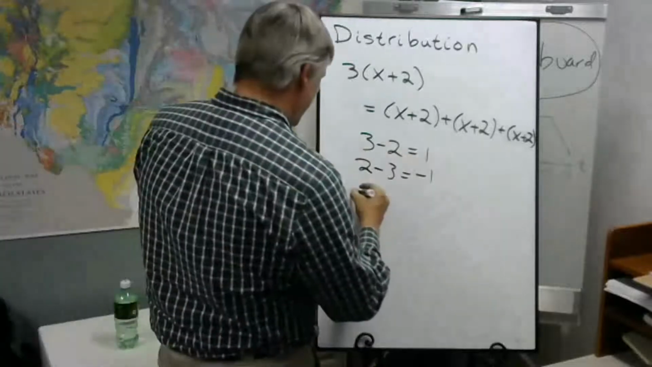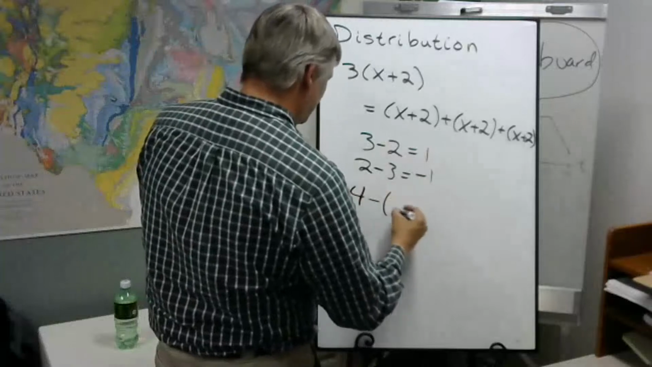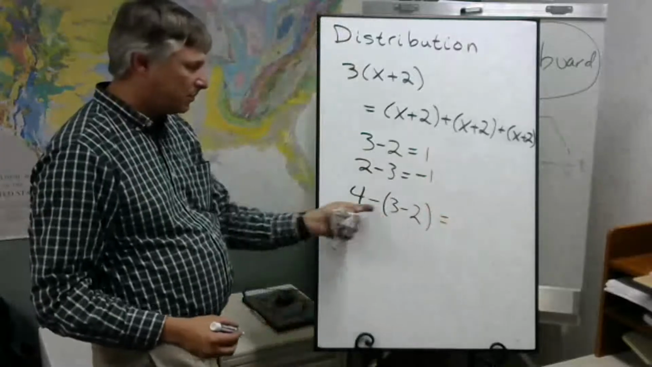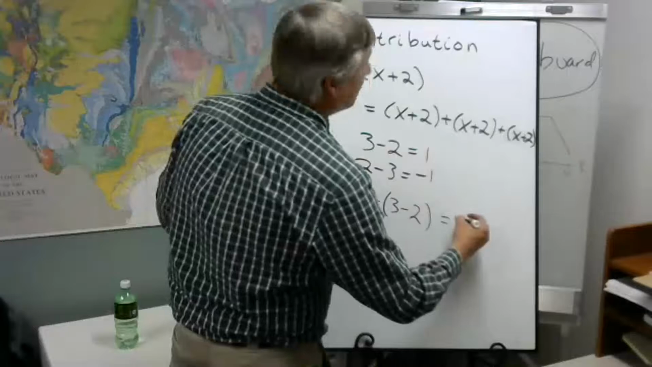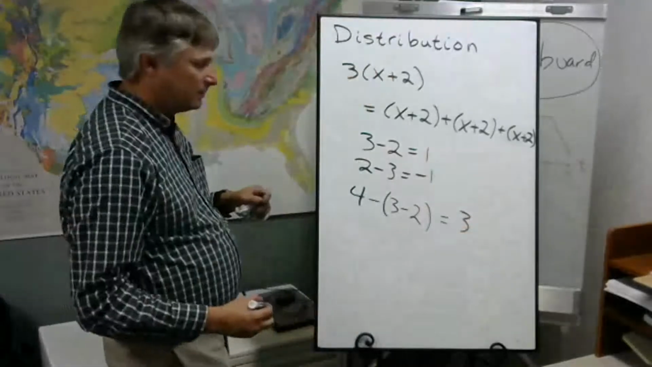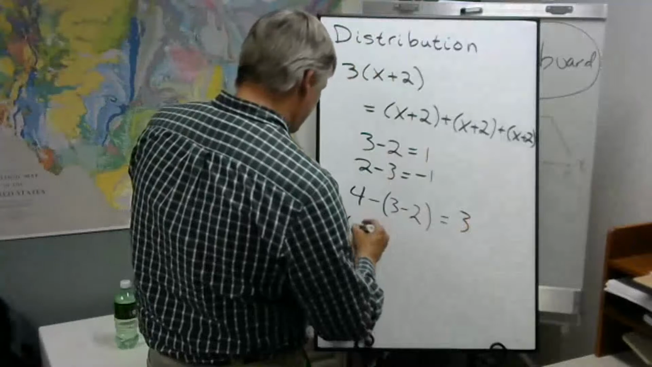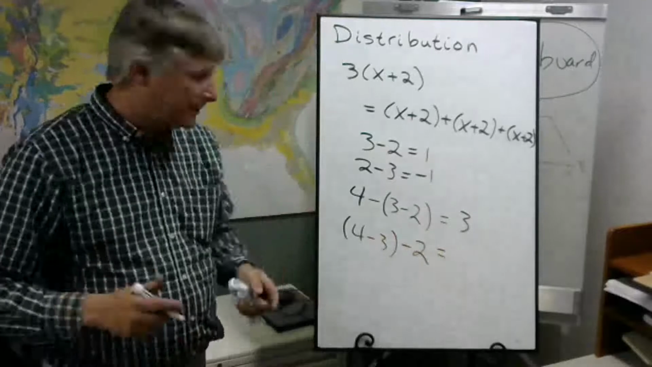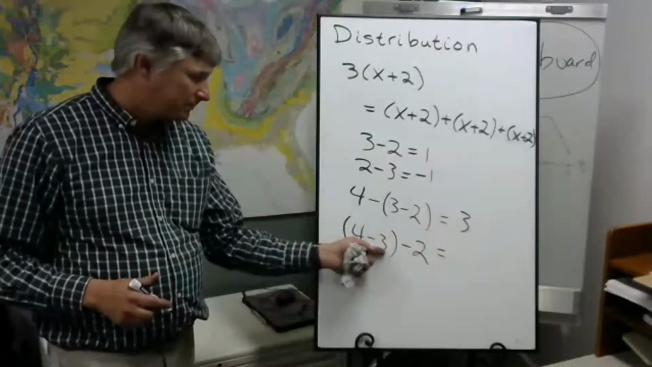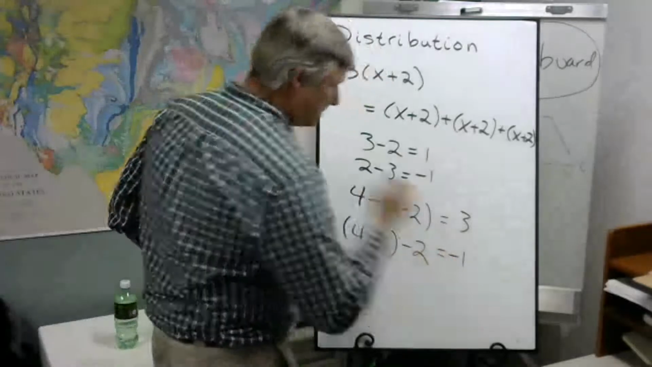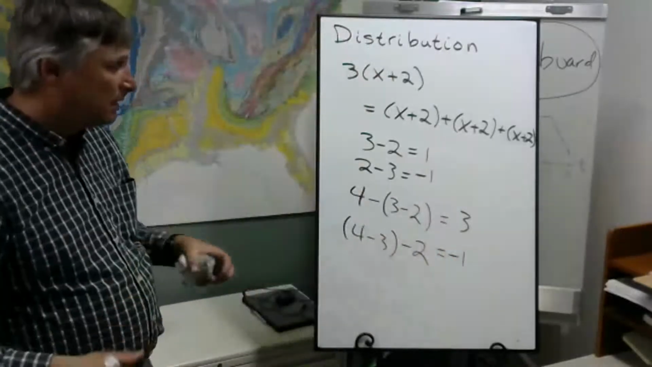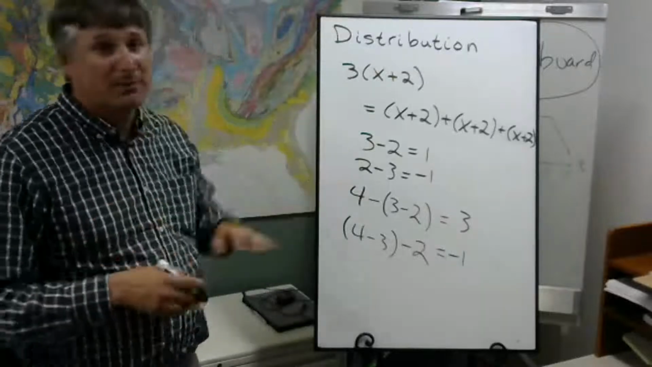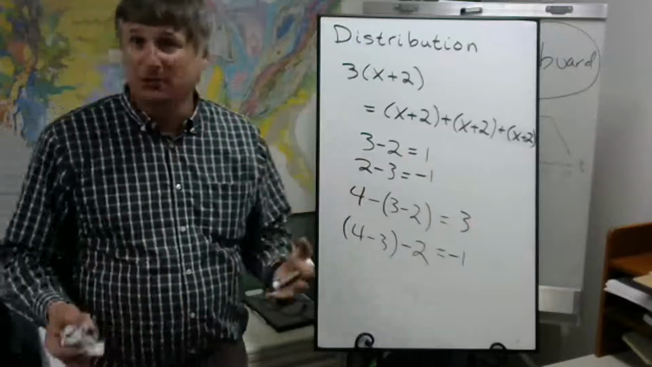Also, if we have 4 minus 3 minus 2, this will be 1, and 4 minus 1 will be 3. Now let's switch the grouping, not the order. 4 minus 3 minus 2 this way will be 1, and 1 minus 2 is negative 1. Unlike addition, order matters for subtraction, and grouping matters for subtraction. It matters for division also.